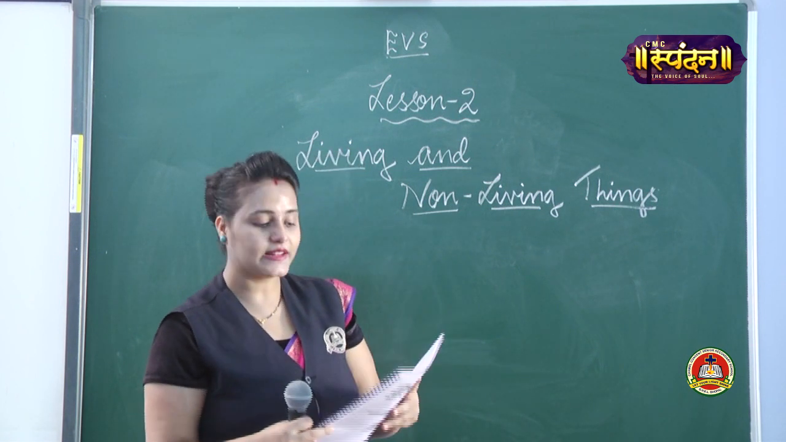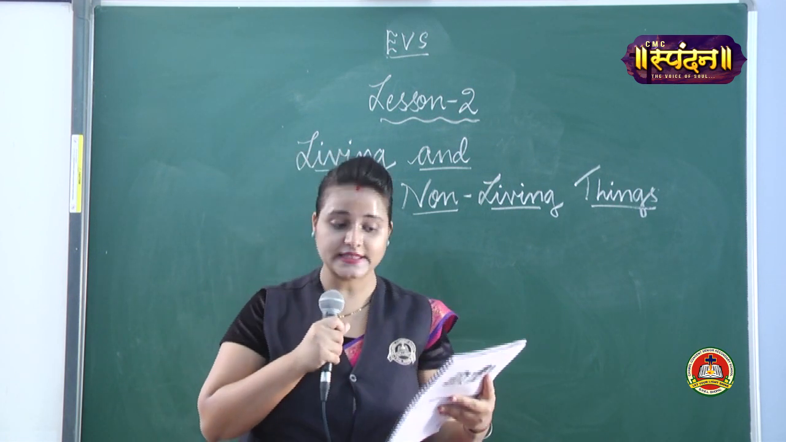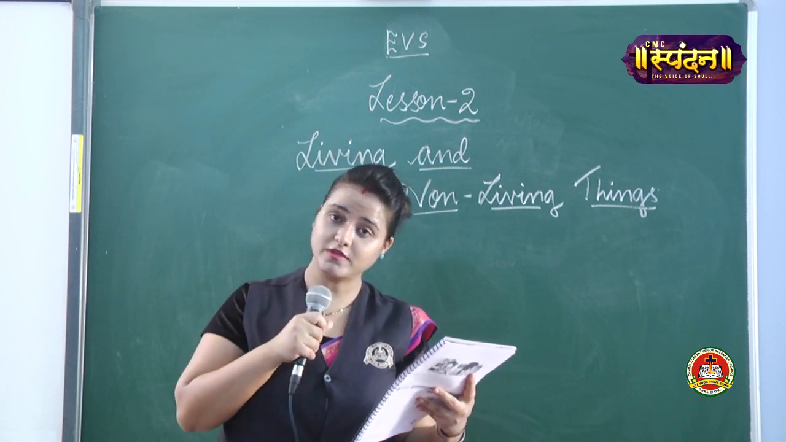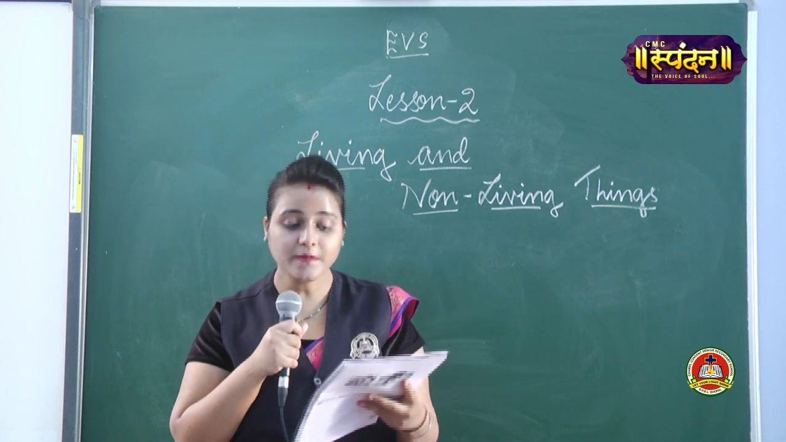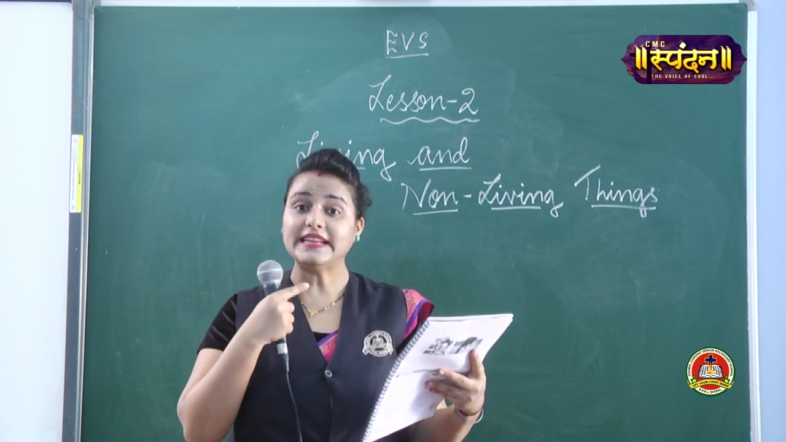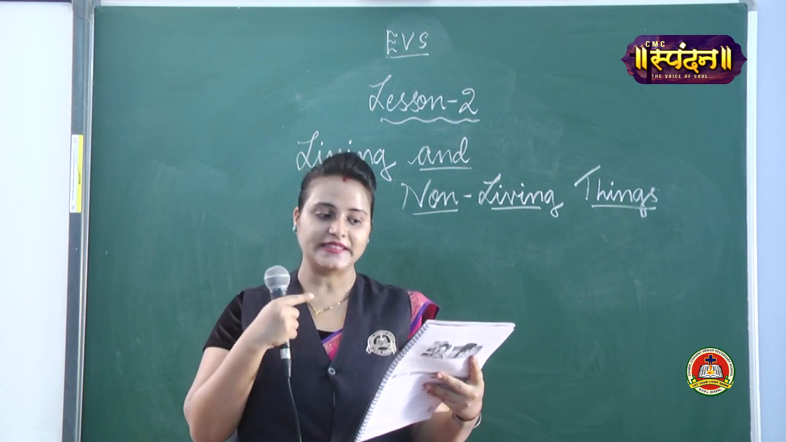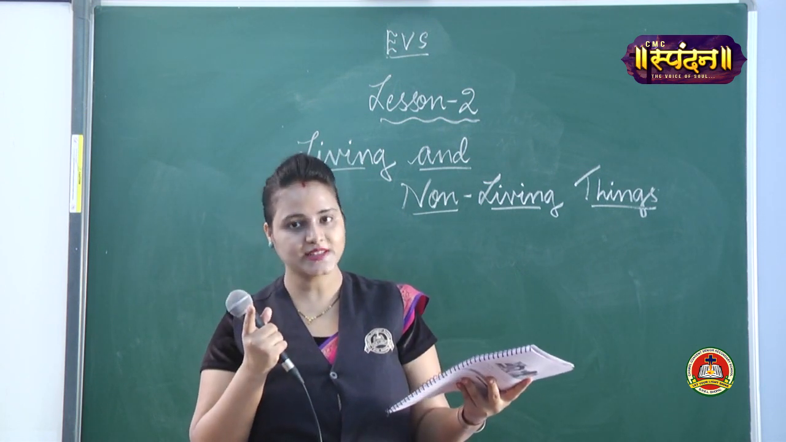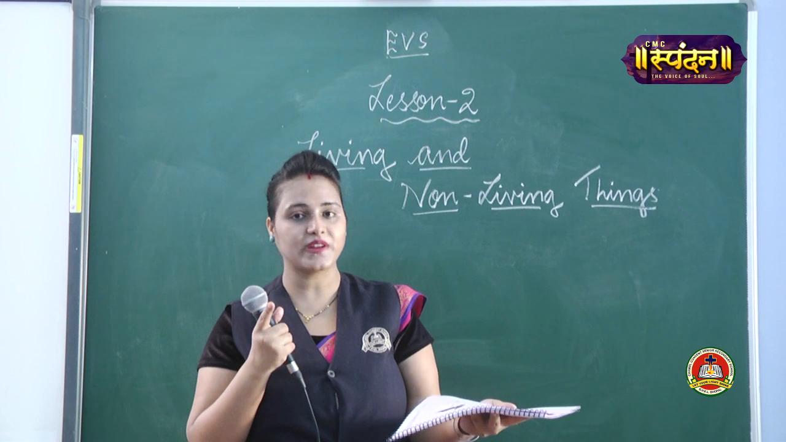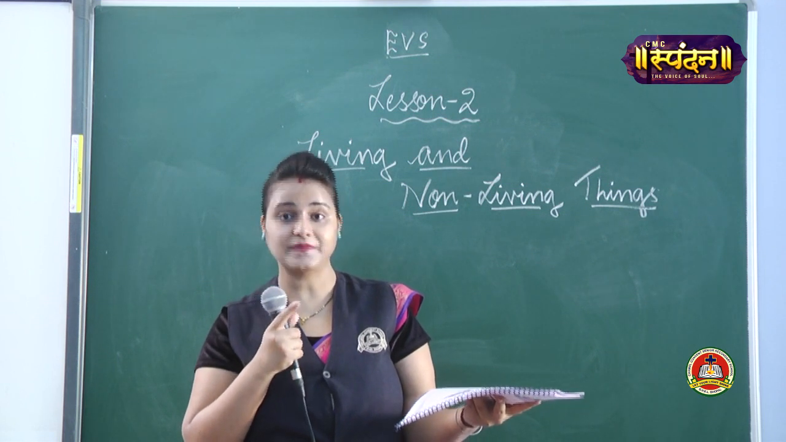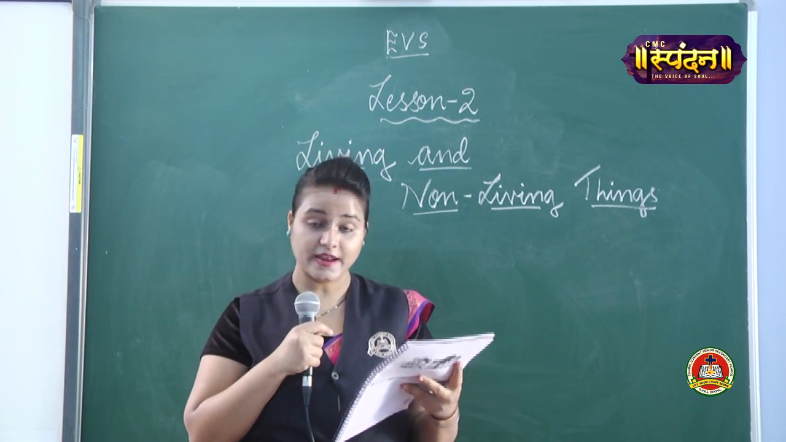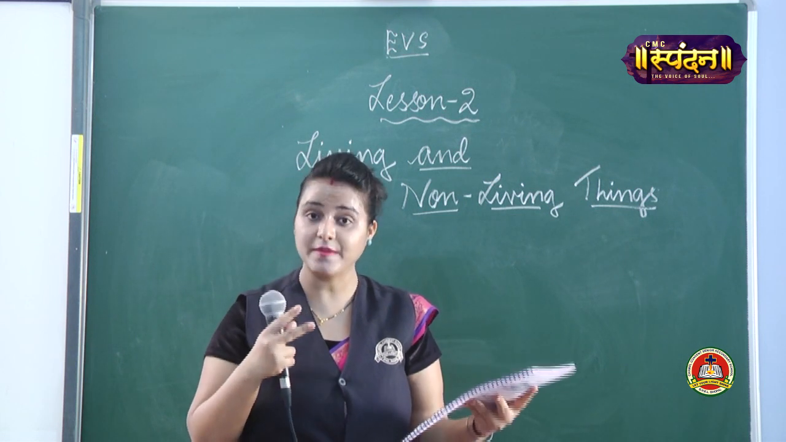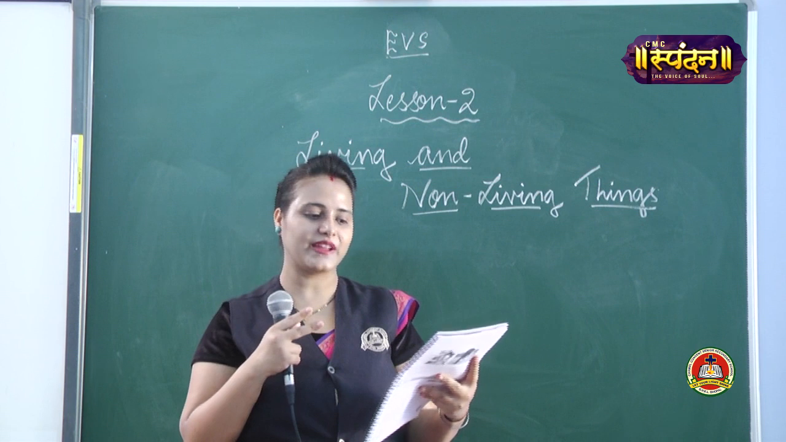Living things breathe. All living things, that is, human beings, birds, animals, insects and plants, breathe. All of them breathe. When they cannot breathe, they die. Yes, we say that person is not breathing, he is dead. Animals and men have lungs to breathe.